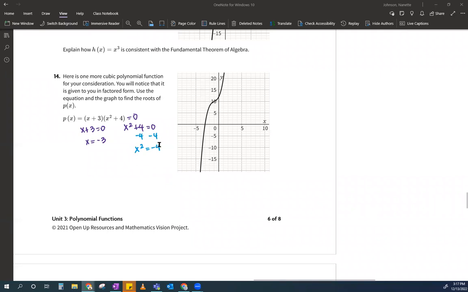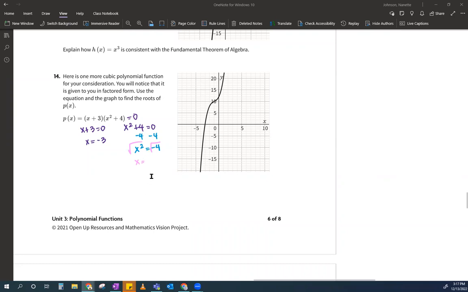And then don't forget what? What does Ms. Johnson always say? Don't forget the plus or minus. Okay, so the reason why we have to include plus or minus is because we came up with the idea to square root. So our answer is x is equal to plus or minus the square root of -4.